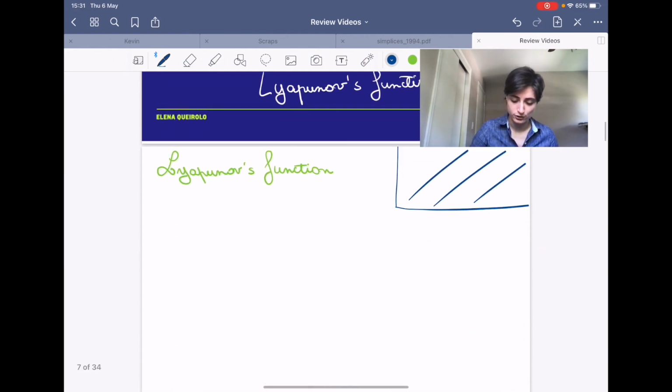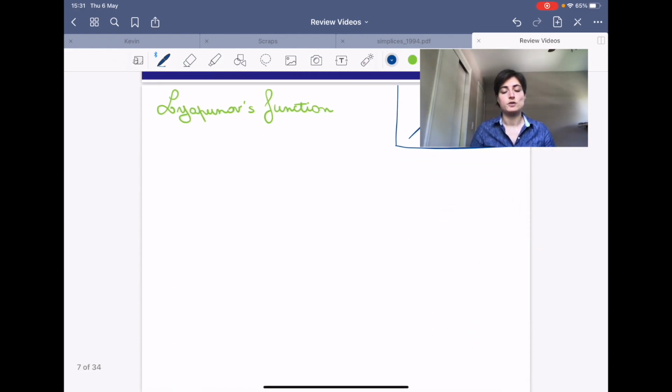So what is a Lyapunov's function? The idea is that we want to have a physical representation of how a physical system behaves.